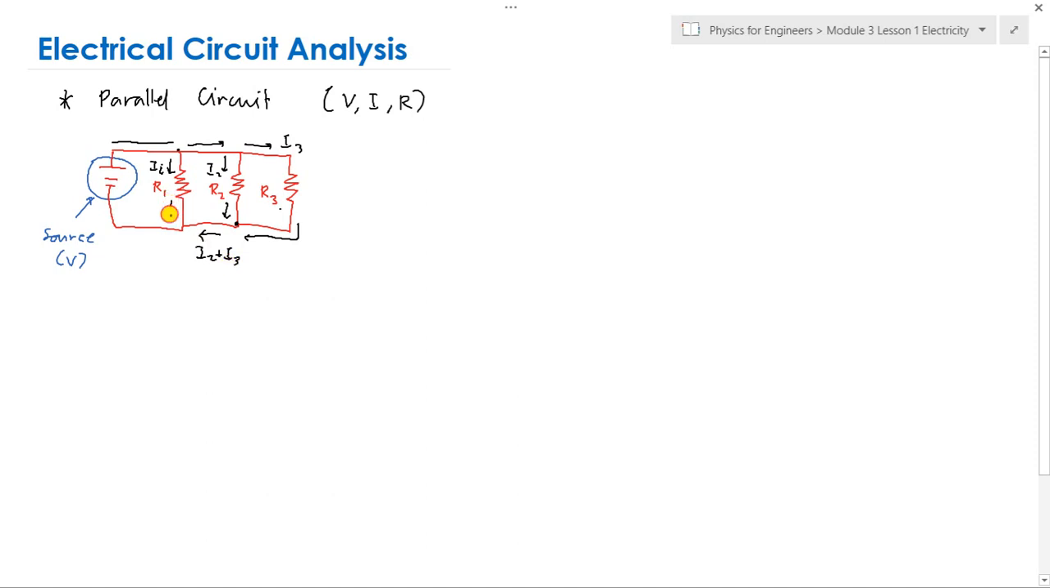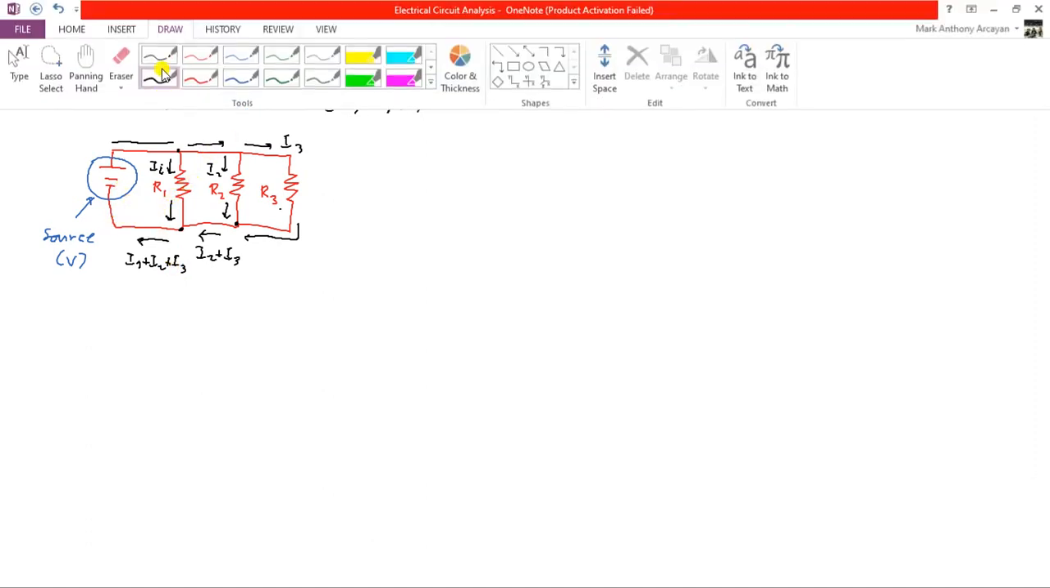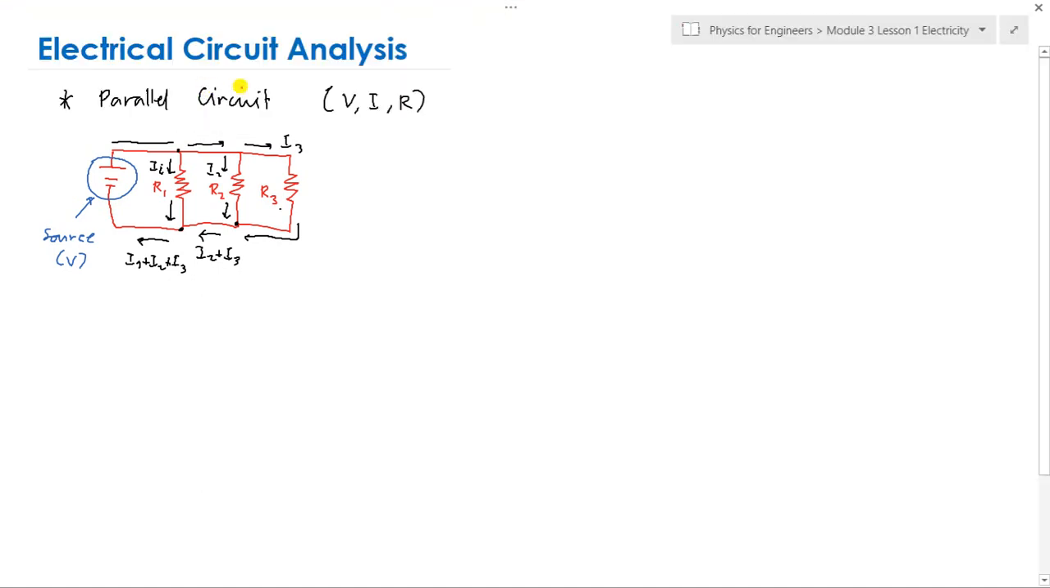Si I1 na pod, may ari na pod ari, may sugat sila ni I2 ug I3. Now, ang labas is the sum of I1 plus I2 plus I3. And mao na mibalik nga to sa source. So therefore, in our first parameter, that is for the current I, we can say that the total current I total is just equal to the sum of the individual currents that passes for every resistor, I1 plus I2 plus I3.